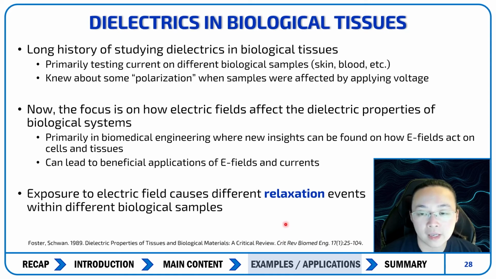Next, I want to discuss what happens once you do apply an electric field to biological samples. If you apply an electric field, it's going to cause several different relaxation events within that sample. Depending on whether your sample is healthy versus unhealthy or diseased, the relaxation event will be changed, and therefore you'll be able to calculate the differences in dielectrics.